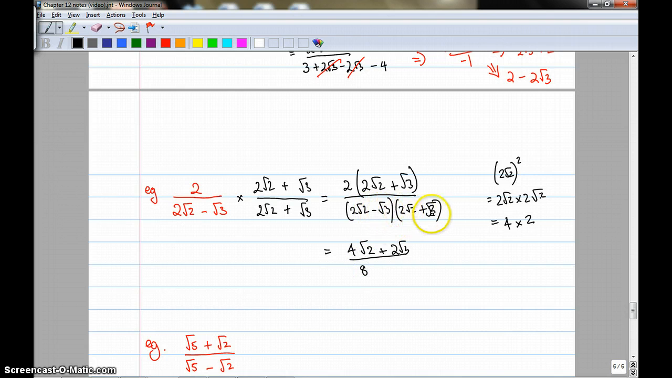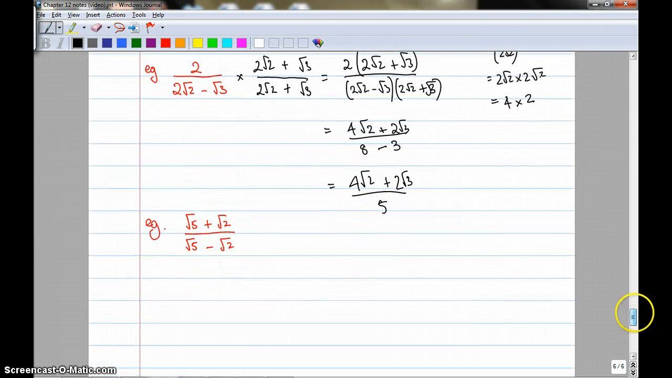Minus root 3 times root 3, which is just 3. Hopefully I haven't jumped too many steps. You can see what's going on there. If you don't, just ask me in class. So that becomes 4 root 2 plus 2 root 3 over 5. Now, that is exactly the same as what we started with. The only difference is now I have a rational denominator, which is what I want.